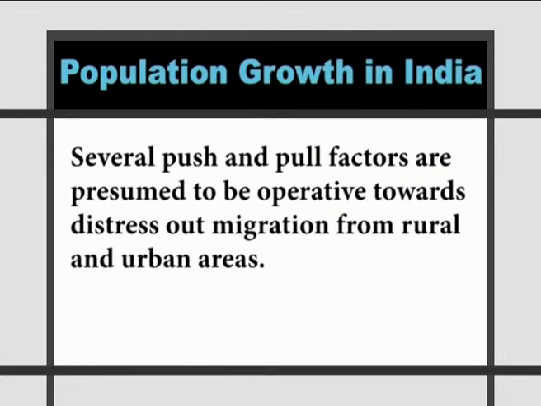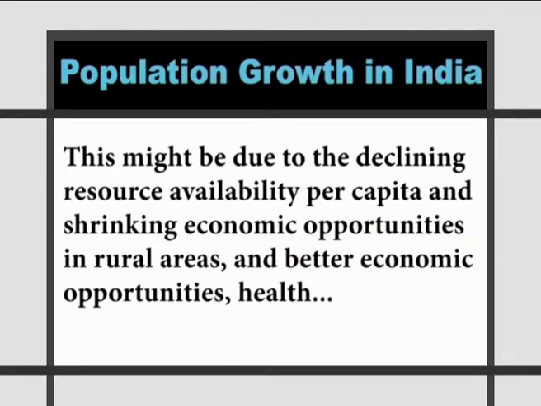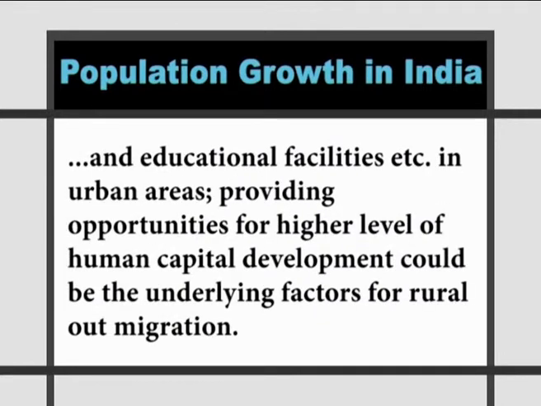Several push and pull factors are presumed to be operative towards distress out-migration from rural and urban areas. This might be due to the declining resources availability per capita and shrinking economic opportunities in rural areas, and better economic opportunities, health and education facilities, etc. in urban areas. Providing opportunities for higher level of human capital development could be the underlying factors for rural out-migration.